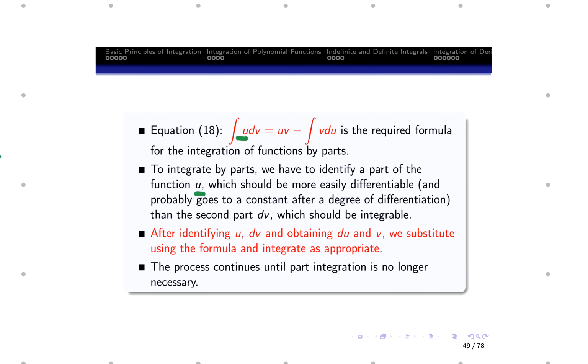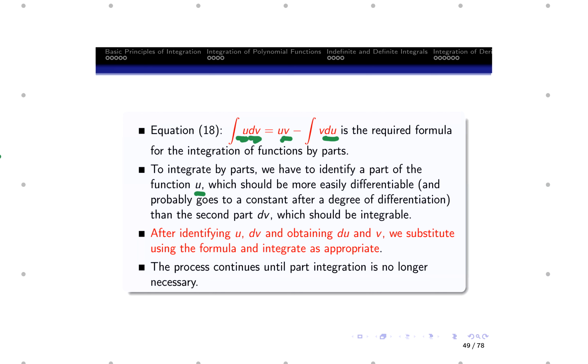So it means if you identify your u, it should be something you can easily differentiate to get du, while your dv should be something you can easily integrate to get v, because you need to integrate dv to get v. So in identifying which is which, make sure your u is something you can easily differentiate and your dv is something you can easily integrate, because those are the things you need in this part.